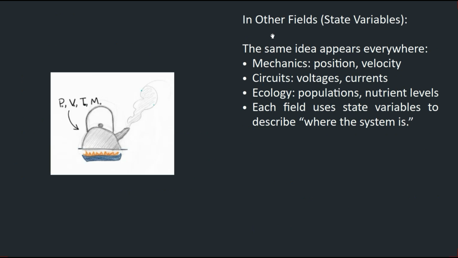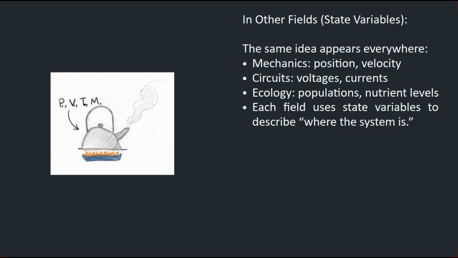So that's state variable. In other fields, examples of state variables, like in mechanics, position and velocity, that would be enough for me to derive everything else, right? U and V and S and T and all of that will be enough for me to talk about all the things that are needed for a moving system per se. Circuit, voltage and current; ecology, population, nutrition level. Each field uses state variables to describe where the state is.